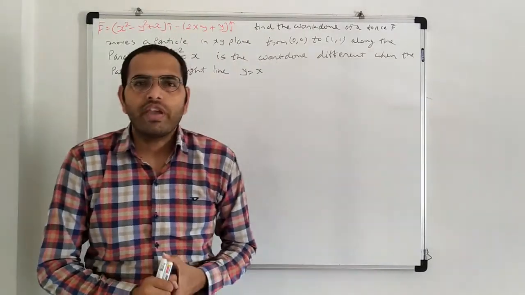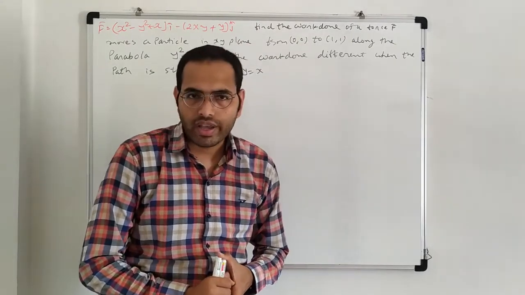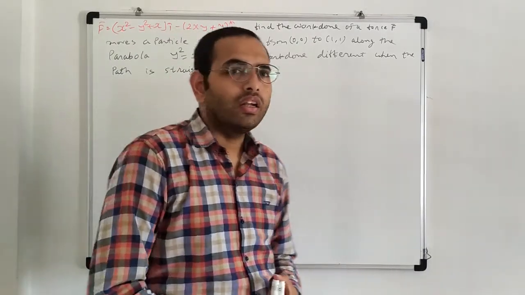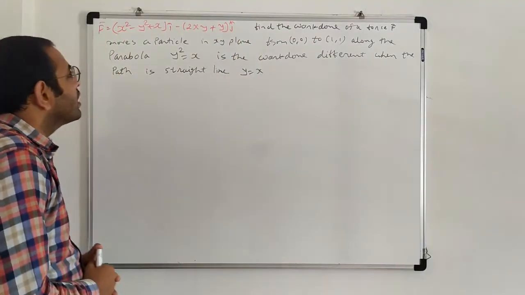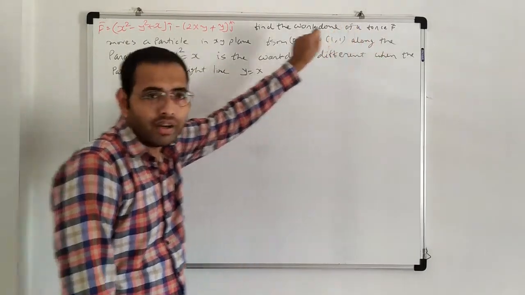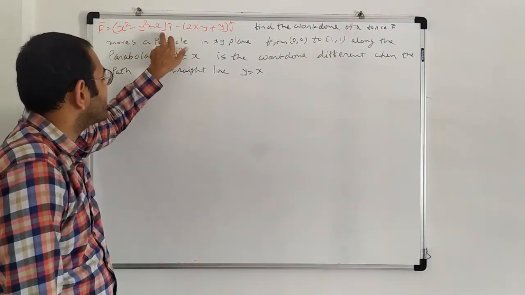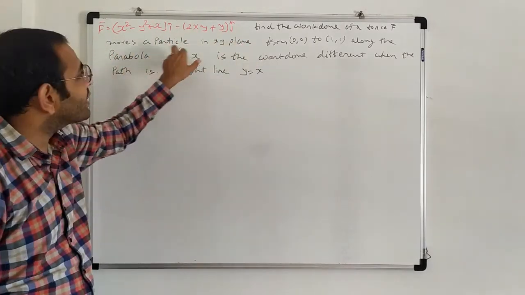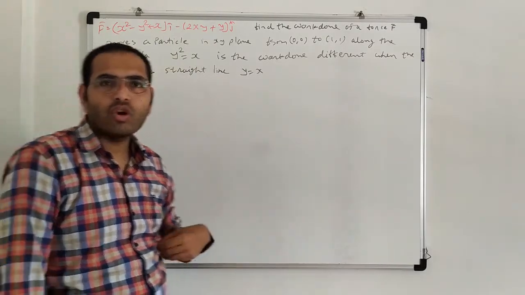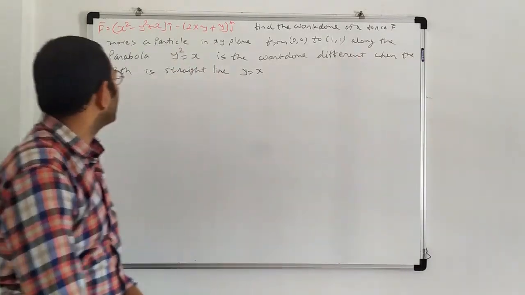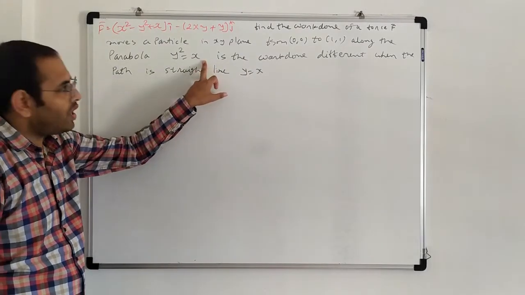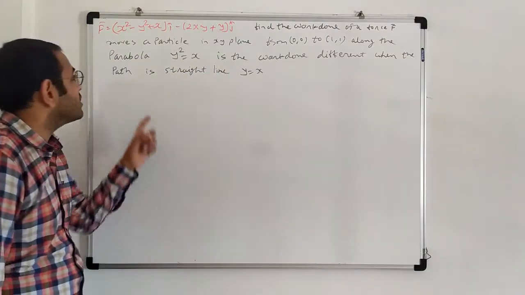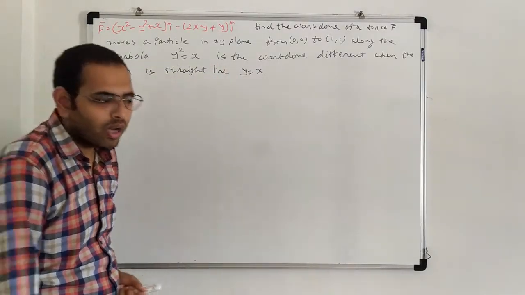Today's lecture we are going to learn about work, examples of work done, circulation and line integral. Let us start with one example. Find the work done of a force F bar equal to (x square minus y square plus x) i minus (2xy plus y) j that moves a particle in the xy plane from (0,0) to (1,1) along the parabola y square equal to x. Is the work done different when the path is the straight line y equal to x?